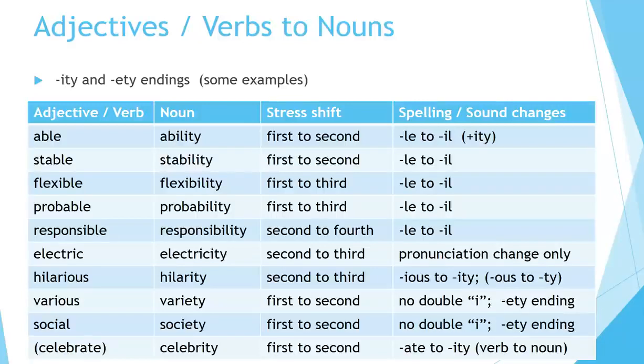Electric, electricity. This goes from the second to the third syllable, where the change in stress takes place. Now notice there is no spelling change, but there is a pronunciation change. When you add the ity, you don't have to change the spelling, but it goes from a hard C, k, electric, to a soft C, s, electricity, like from a K to an S sound.